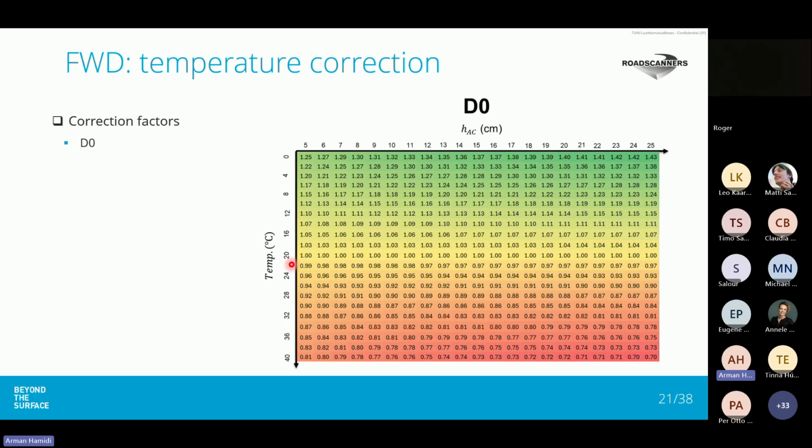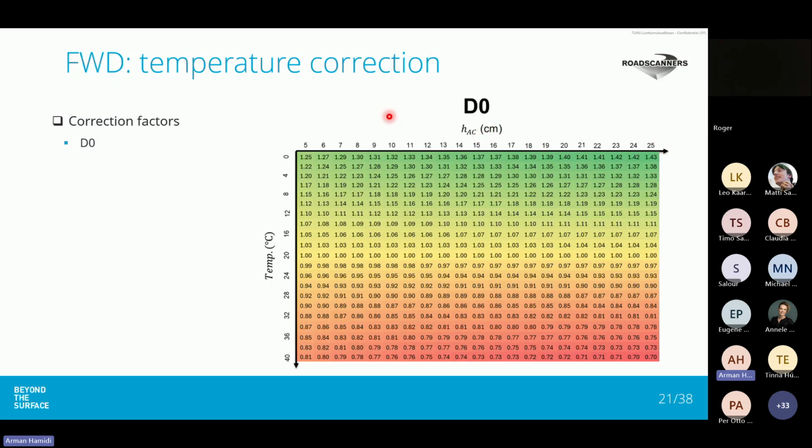Also, we can see that by increasing the thickness of the asphalt layer, for example, for 8 degrees of centigrade, when asphalt layer thickness is 5 centimeter, this correction factor is 1.15, but it will increase to 1.24 at 25 centimeter asphalt layer thickness.